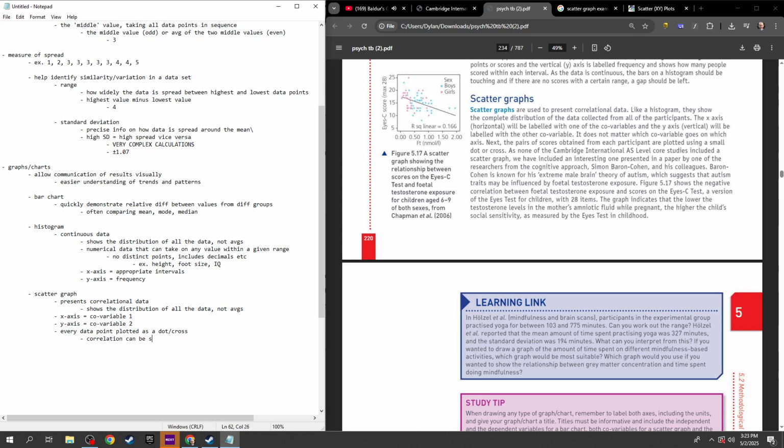Correlation can be seen from the pattern of the scattered points. For example, positive correlation equals trend towards top right.